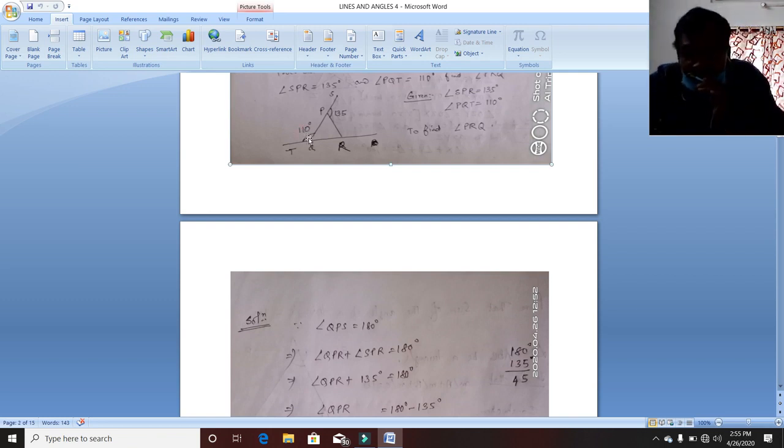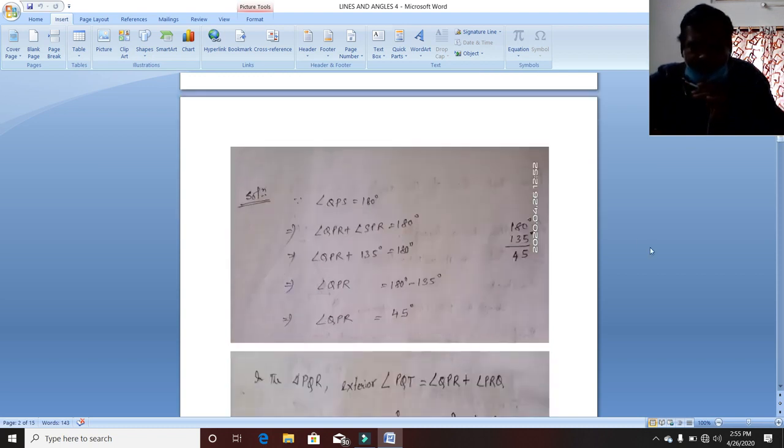In my first starting theorem I have discussed, exterior angle equal to sum of two remote interior angles. This is the exterior angle. The remote interior angles, this plus this. Yes or no? So what happened? Exterior angle PQT equal to angle QPR plus angle PRQ.